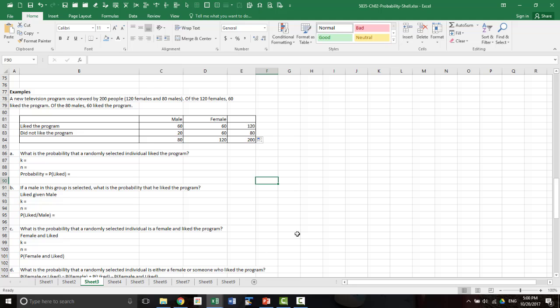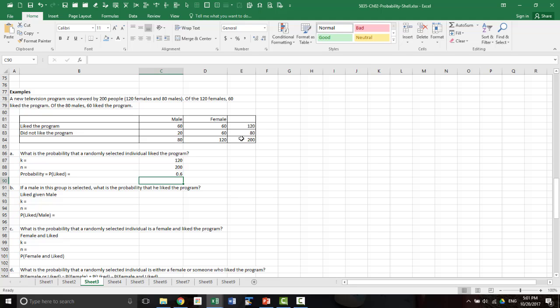And so this will be a case of empirical probability. So we will be looking at relative frequency. What is the probability that a randomly selected individual liked the program? So K, those who like the program, is 120, right? N is 200. Okay, so the probability is the ratio, 0.6.